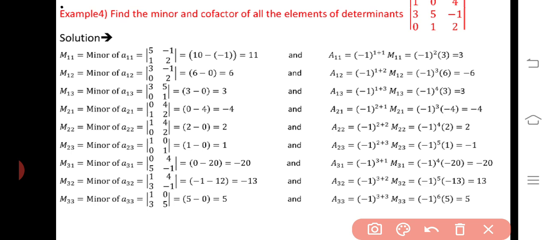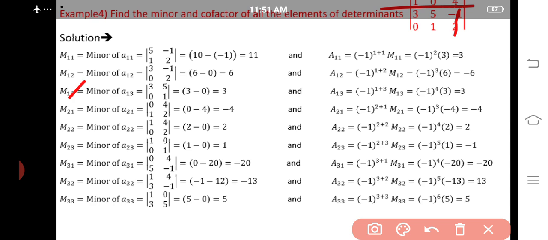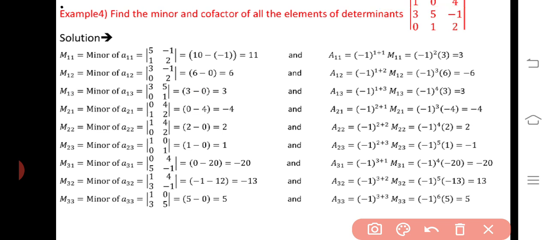Okay. The minor of 1, 3 is equal to, delete the first row and third column. What are the remaining elements? 3, 5, 0, 1. Okay, then multiply and simplify this. 3 ones are 3, 5 into 0, 0, so it is equal to 3. The minor of 1, 3 is 3. Then you have to find the cofactor of 1, 3. Minus 1 to the power 1 plus 3 into the minor of 1, 3. I know the minor of 1, 3 is 3. Minus 1 to the power 4 is plus 1. Plus 1 into 3 we will get plus 3.